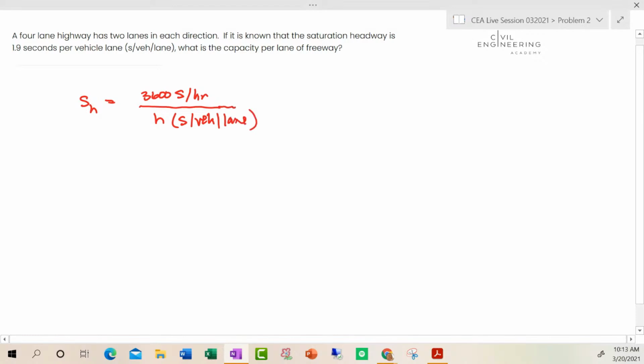Okay. So in the problem, we are given an actual headway of 1.9 seconds. And so our saturation headway, again, this is per our Highway Capacity Manual. We're using that for our reference material here. We can just get at this really quick.